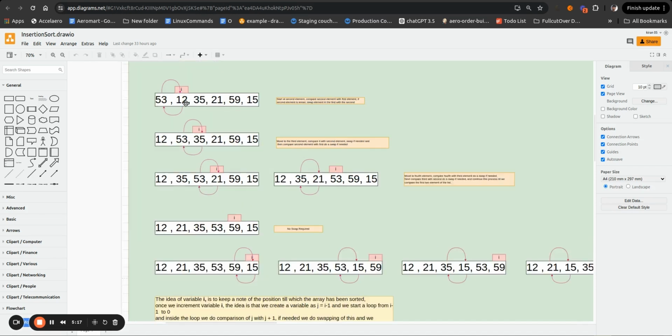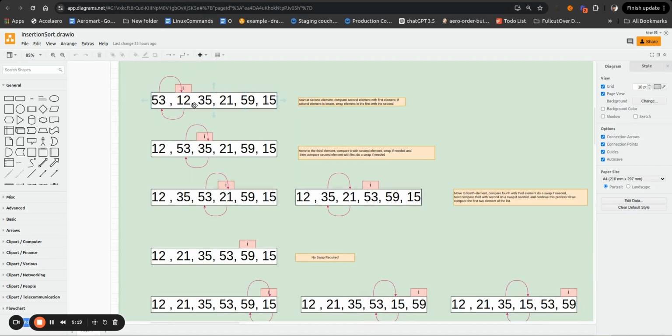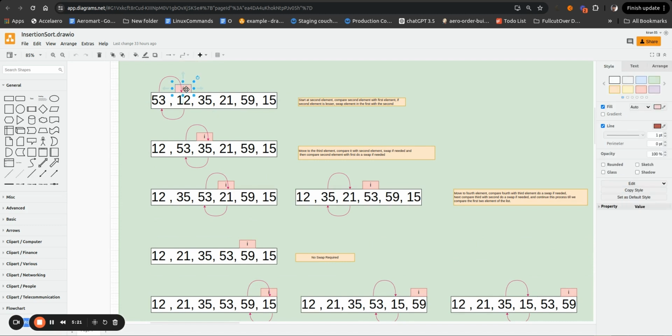In this array, we start from the second element, and first we compare these two consecutive elements. If the left side of the pair is greater than the right side, we do the swapping.